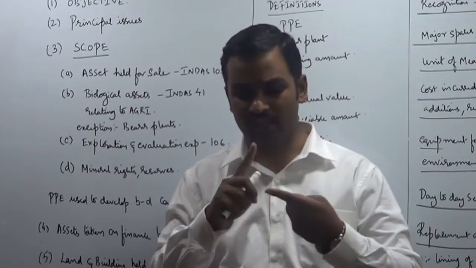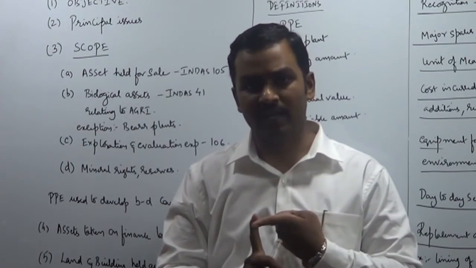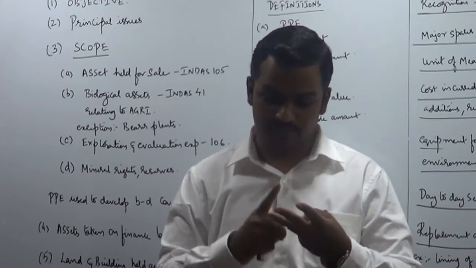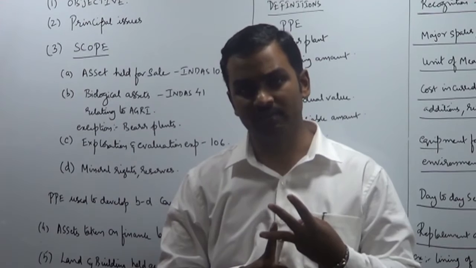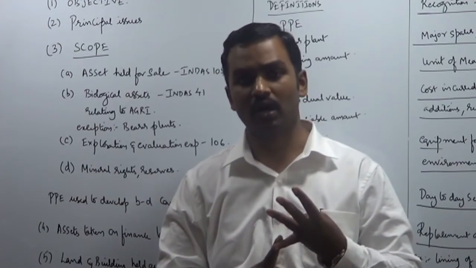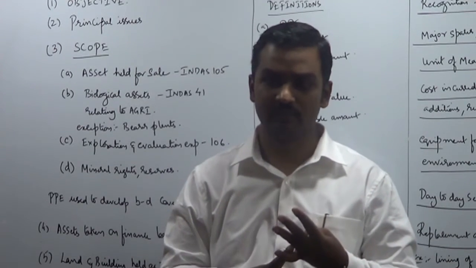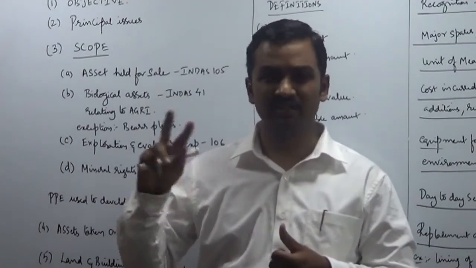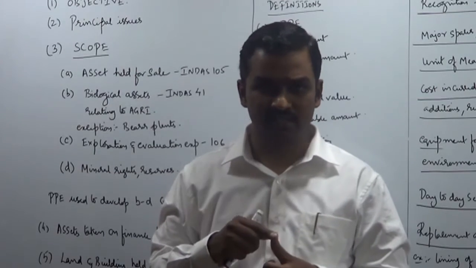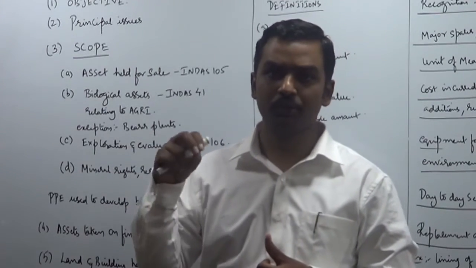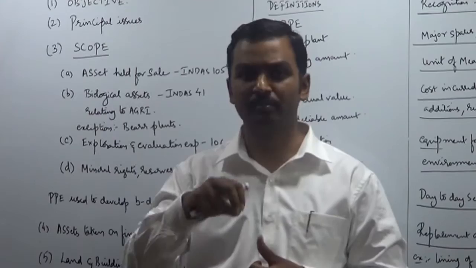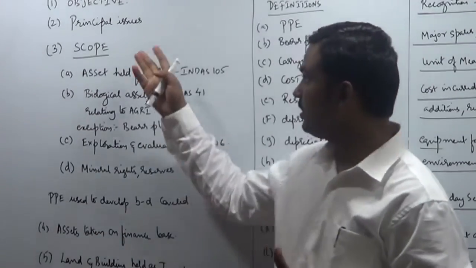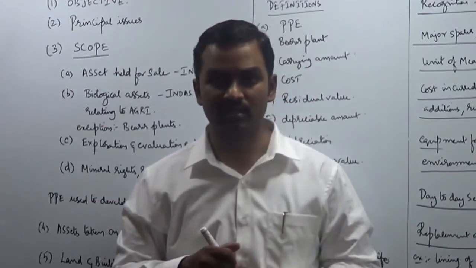So three issues. When can I recognize plant and equipment? At what amount to recognize it initially? Subsequently, at what value to carry it in my balance sheet? And the next issue is how to deal with depreciation. Now, the issue relating to impairment is covered by another standard, Ind AS 36. So this standard is not going to discuss how to deal with impairment losses; that is within the scope of another standard. These are the principal issues covered by the standard.